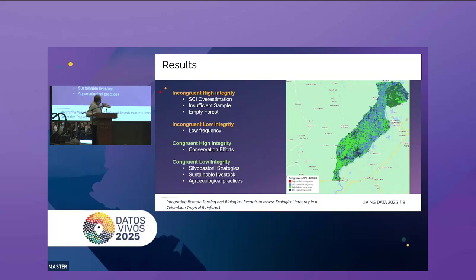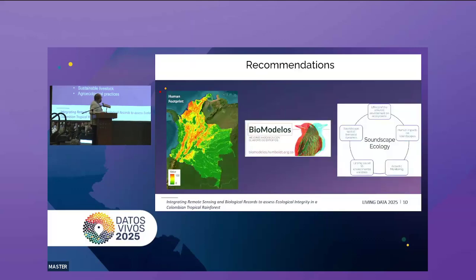Incongruent low integrity has a similar behavior. It is at the edges of the forest, so it could be mapping error or a change of behavior in the use of the habitat by the species. And the congruent scenarios have a clear idea. The congruent high integrity are the areas where we must implement conservation efforts to maintain all the characteristics of the forest. And the congruent low integrity may be areas that are more capable of sustainable landscape use.